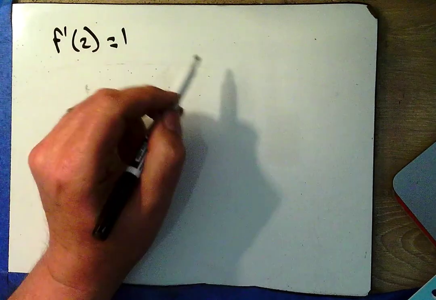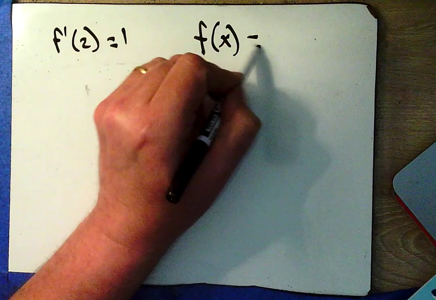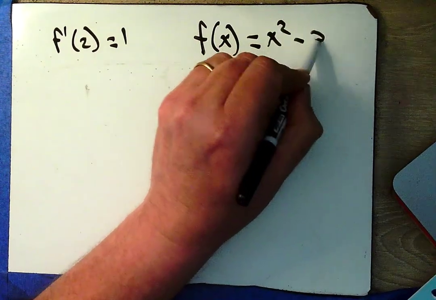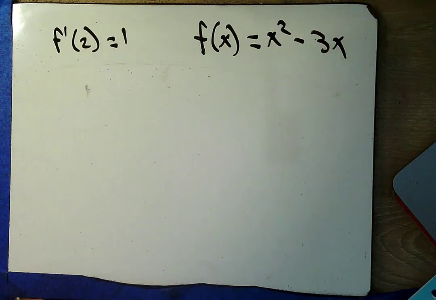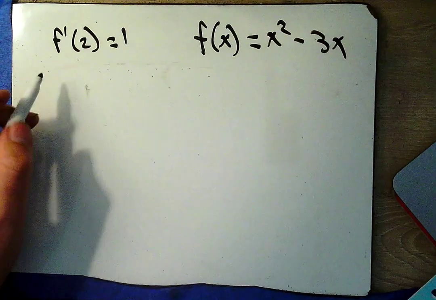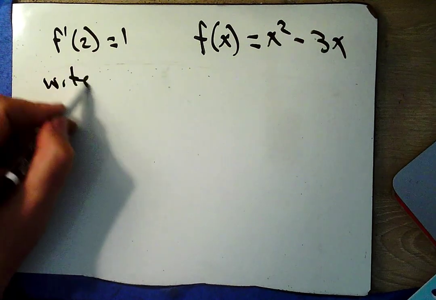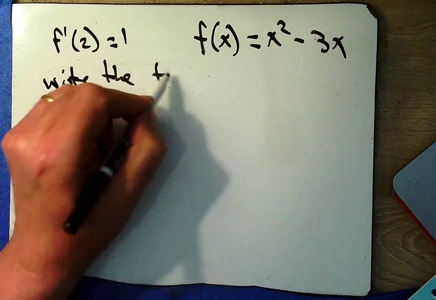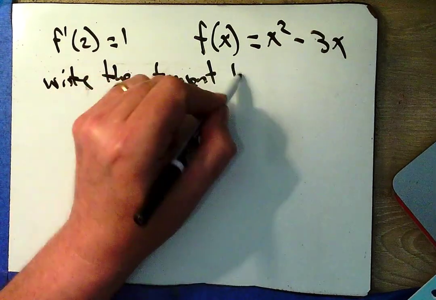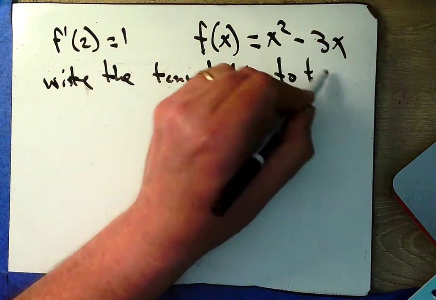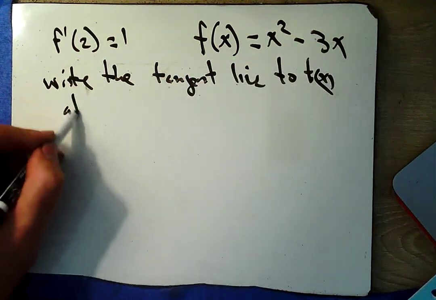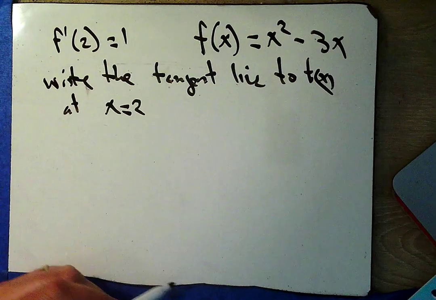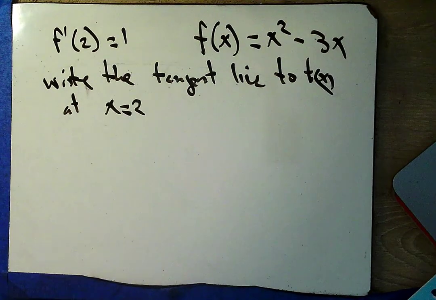Okay, so we know that f prime of 2 equals 1, and we know that f of x equals x squared minus 3x. Fabulous. Hey, I got one other question for you. Write the tangent line to f of x at x equals 2. Will you pause the video and try that? Come back if you need help or when you're ready to check your answer.